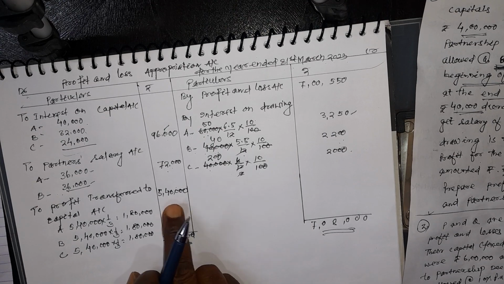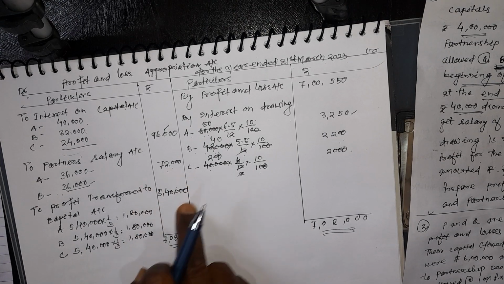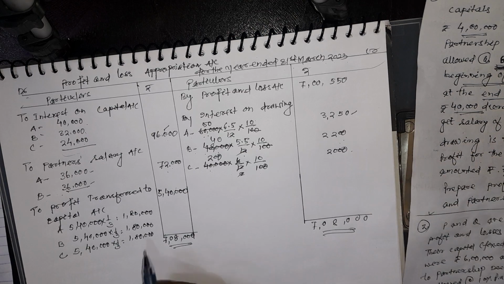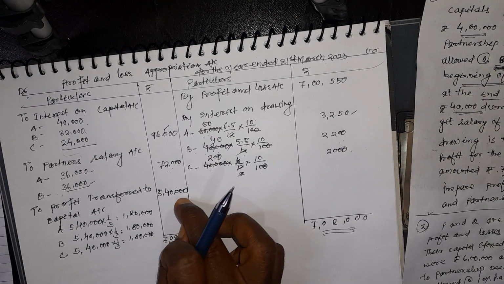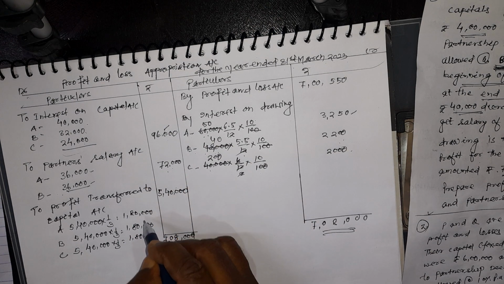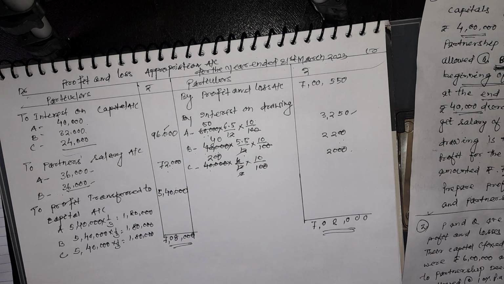That means 5,40,000. 5,40,000 will be shared among all the partners equally, because the profit sharing ratio is not given. Whenever the profit sharing ratio is not given, it will be shared equally among the partners. So this is all about the preparation of the profit and loss appropriation account.